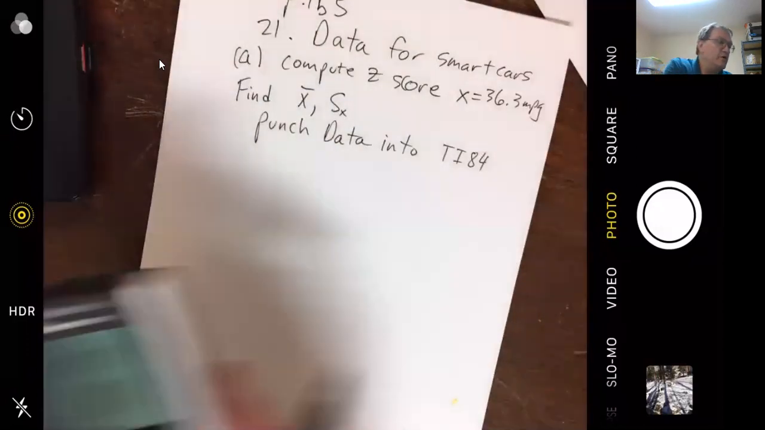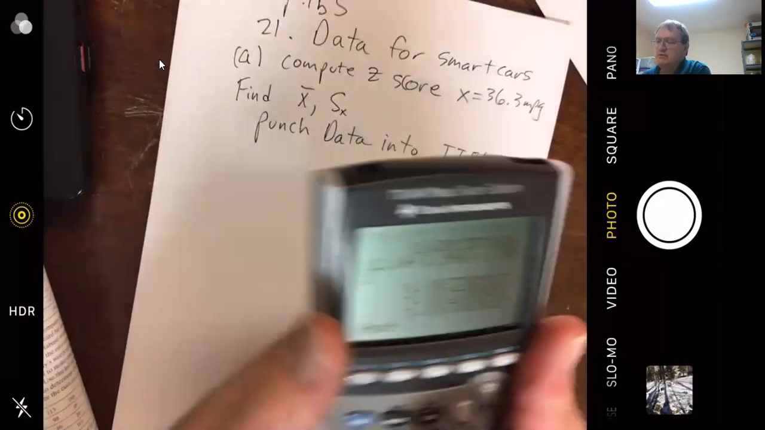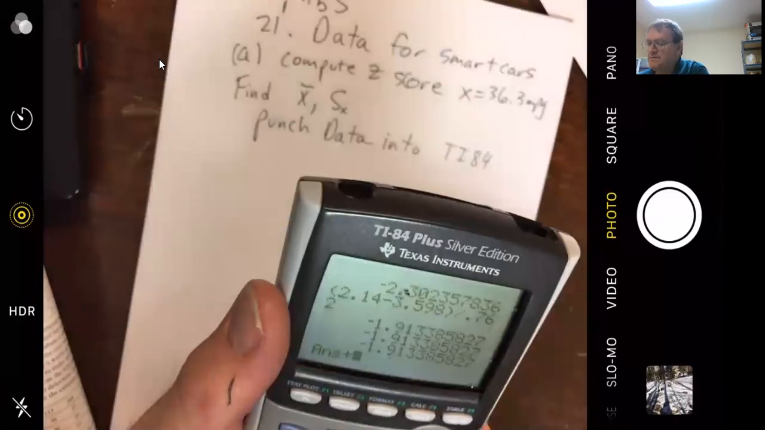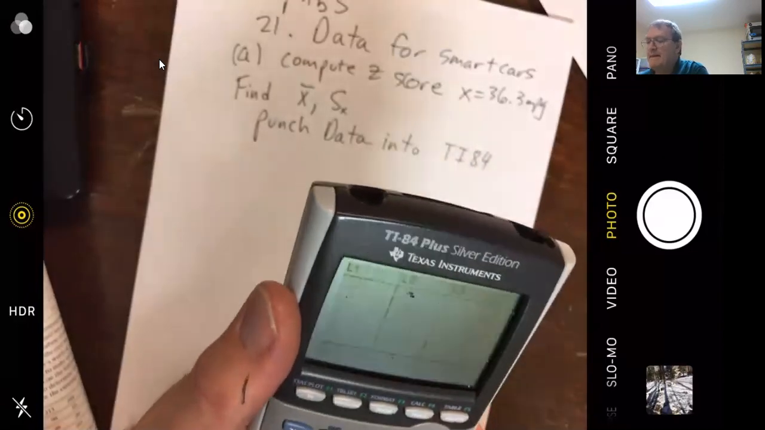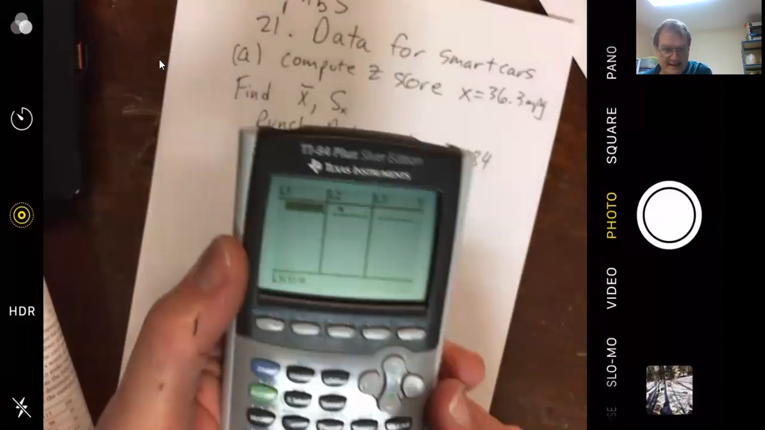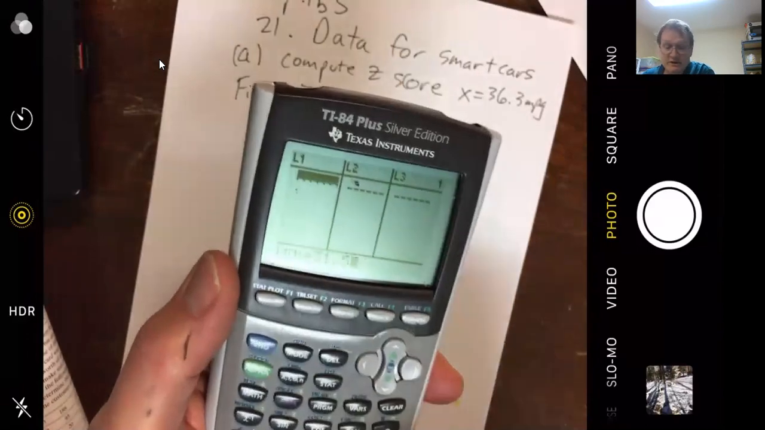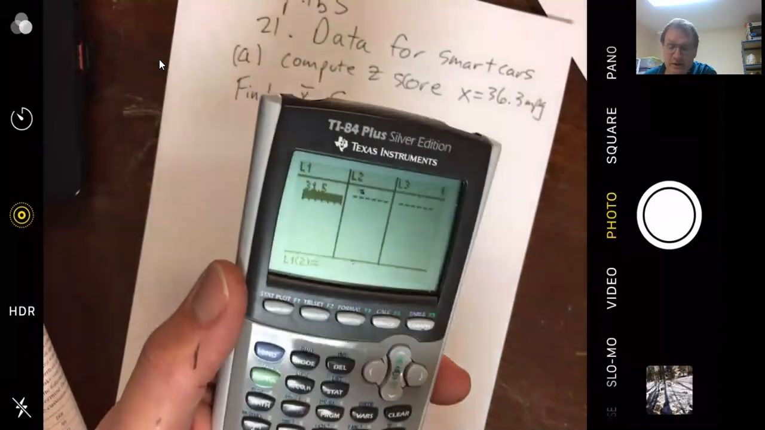All right, if I can get the book over here and then punch the data in. These are miles per gallon for smart cars. Clear down. Okay. 31.5. You can go across, or you can go down the columns. It's up to you.